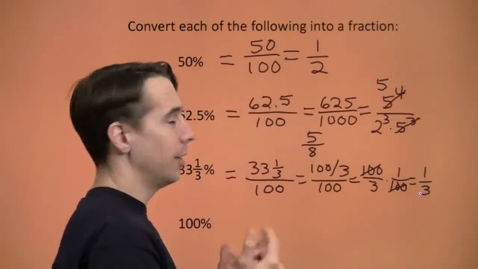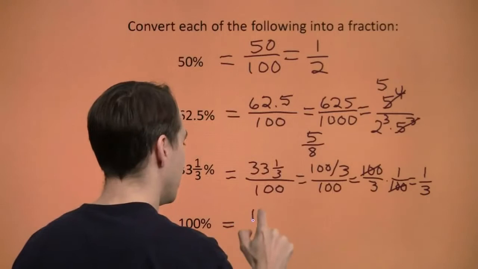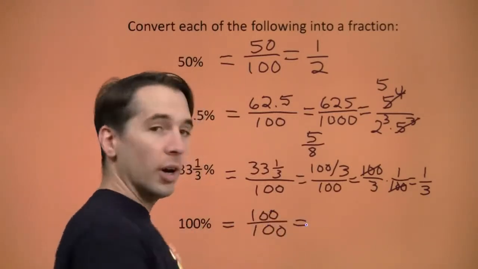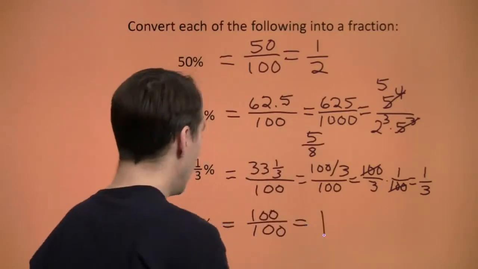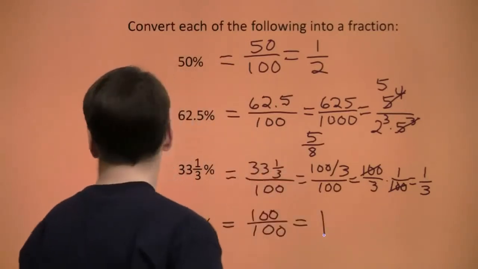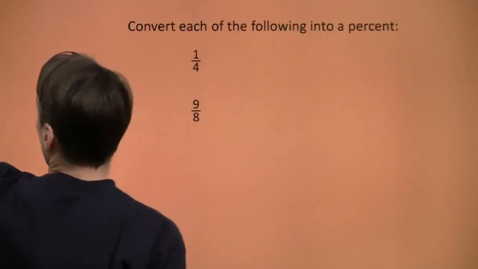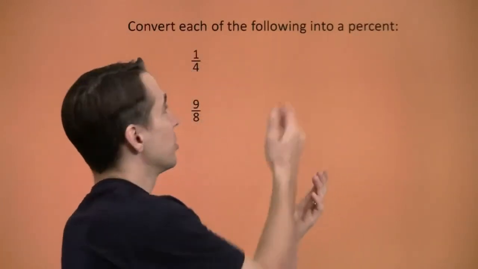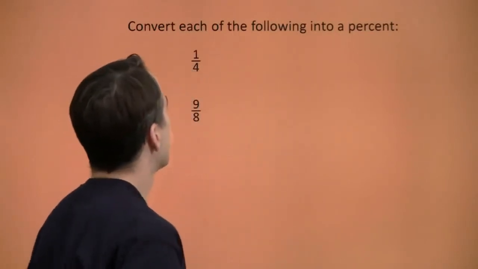Finally, 100%. Yeah, that's an easy one. We're used to 100%, right? 100 over 100, that's 1. 100% is 1. 0% is 0. Those are the easy ones. Now that we know how to turn percents into fractions, let's learn how to turn fractions into percents.